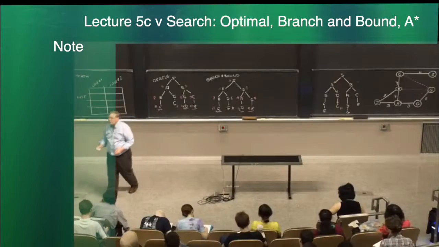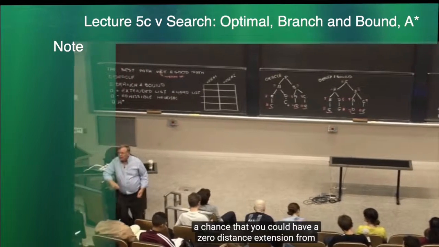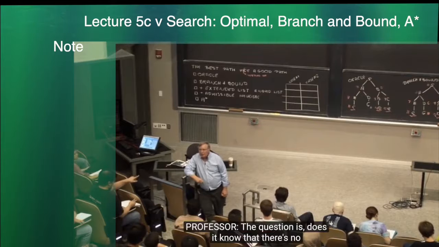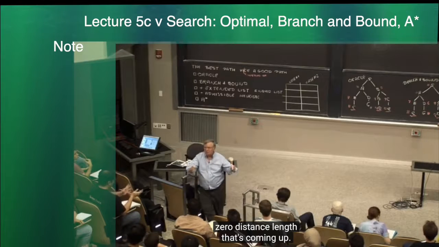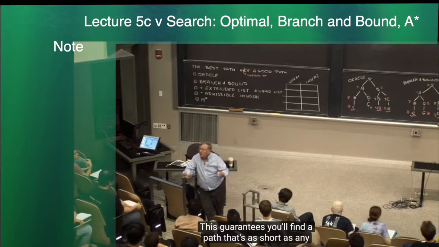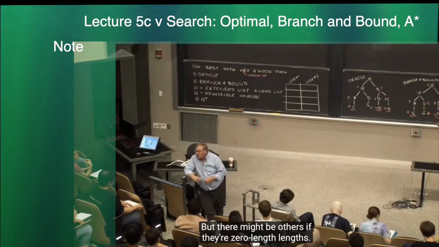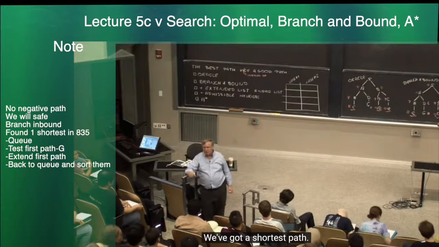Okay? Elliot? Does it know that there isn't a chance that you could have a zero distance extension from, say, the C? The question is, does it know that there's no zero distance length that's coming up? That's an implementation detail. This guarantees you find a path that's as short as any that you possibly find, but there might be others if there are zero length links. As long as they're non-negative links, we're safe. We've got a shortest path.